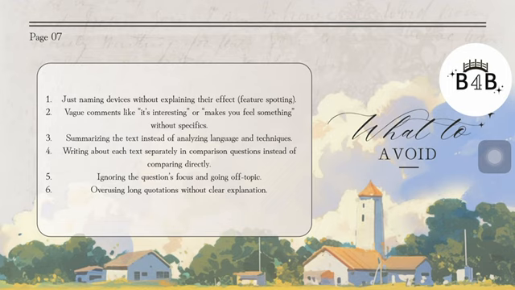When answering the comparison question, you have to compare directly, not separately. Also, in the questions the examiner usually asks how the writer supports their purpose. When you see those kinds of questions, you have to find the related quotations, not all the quotations or all the devices. Also, avoid overusing long quotations without clear explanation. These are the things you should avoid in the exam to get successful marks in IGCSE English Language B.